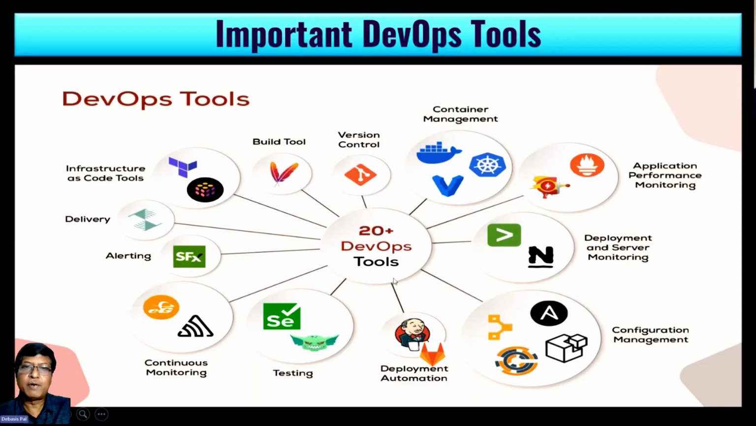See, the DevOps tools are going to enforce that DevOps methodology. DevOps itself is not a tool. It's a methodology. So that methodology will be enforced by having a few tools. Each and every facet of software development will have one tool, or more than one tool. What are the things then? There are 20 plus DevOps tools, very important tools for you to learn.